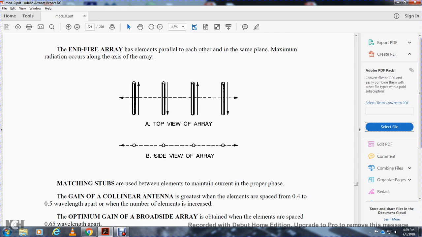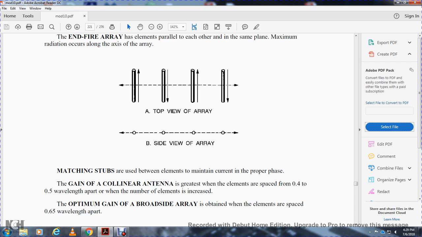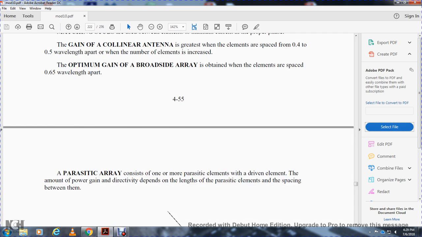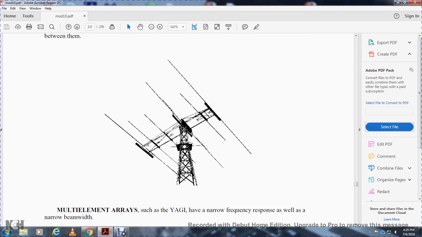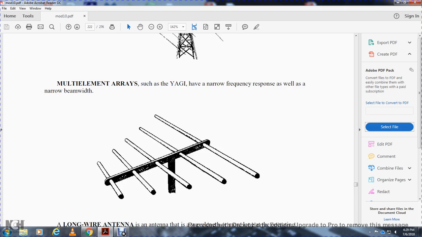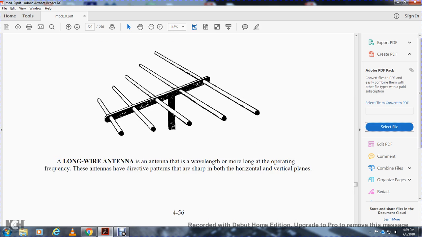Gain in a collinear antenna is greater with the elements placed 0.4 to 0.5 wavelengths apart, and increases as the number of elements is increased. Optimum gain for a broadside array is obtained with the elements spaced 0.65 wavelengths apart. Parasitic arrays consist of one or more parasitic elements and a driven element. The amount of power gain is directly dependent on the length of the parasitic element, the spacing, and the path between them. Multi-element arrays such as the Yagi have a narrow frequency response as well as a narrow beam.